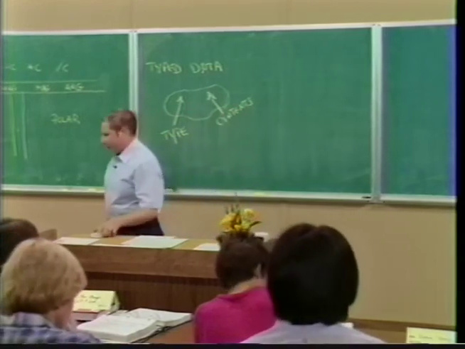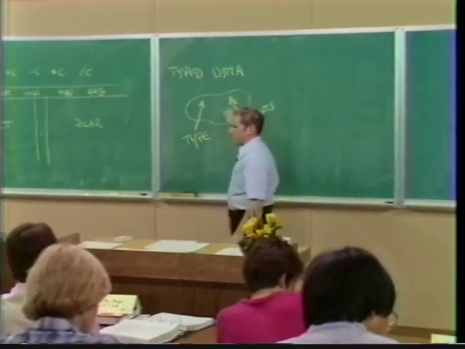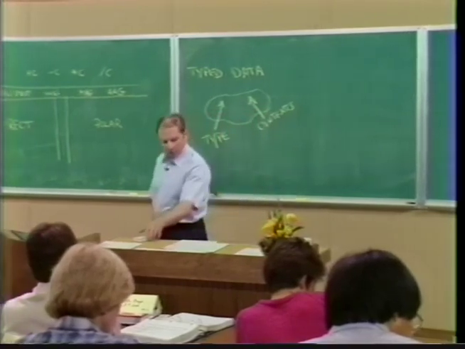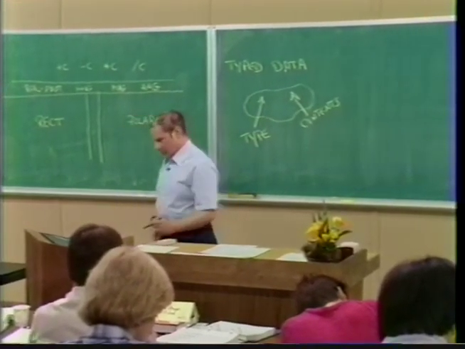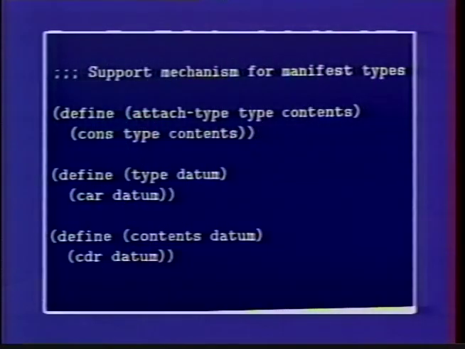How do we build that? Well, that's easy. We know how to build clouds. We can build them out of pairs. So here's a little representation that supports typed data. There's a thing called attach type, which takes a type and attaches it to a piece of contents, and we just use cons. And if we have a piece of typed data, we can look at the type, which is the car, and we can look at the contents, which is the cdr.